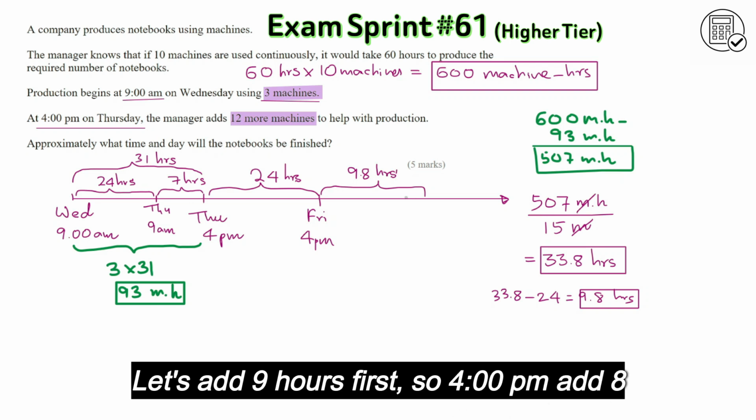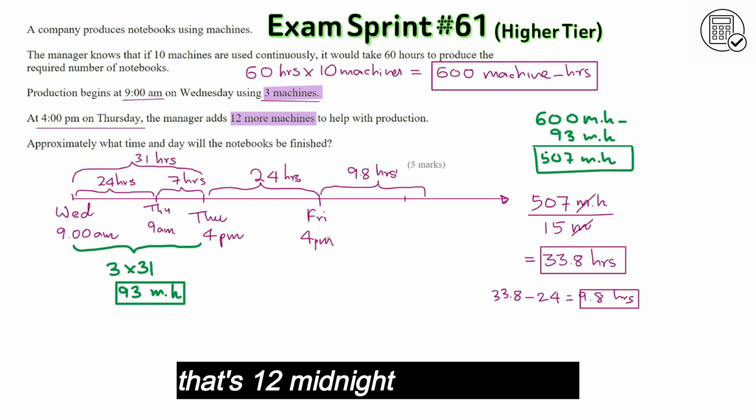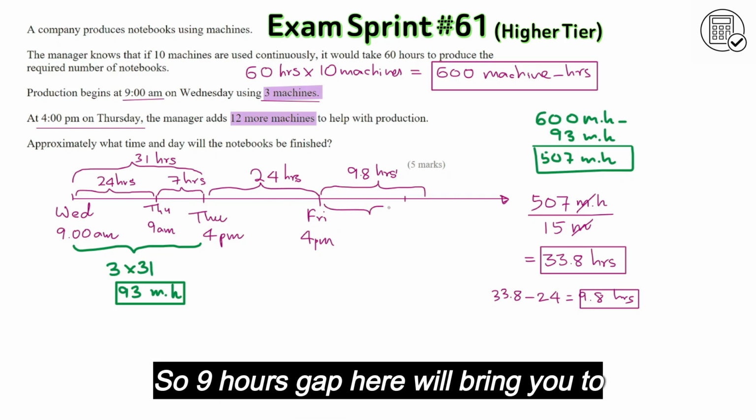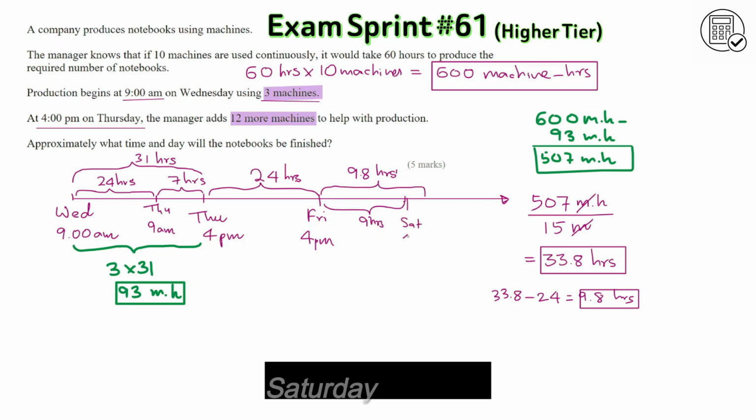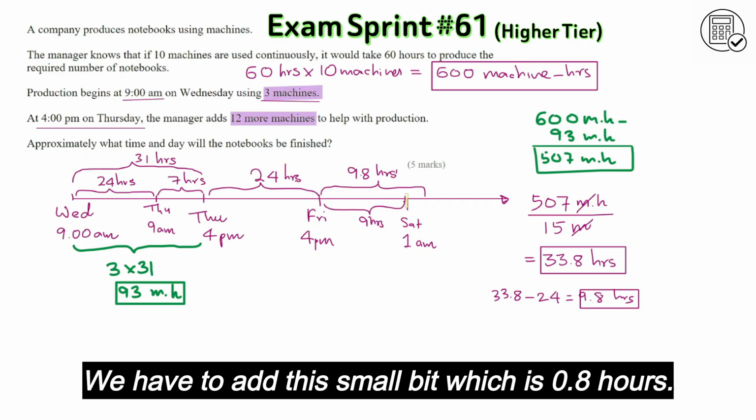Let's add 9 hours first. So 4 p.m. add 8, that's 12 midnight, and one more. So 9 hours gap here will bring you to Saturday 1 o'clock in the morning. Saturday 1 a.m. Now that's not all. We have to add this small bit which is 0.8 hours.